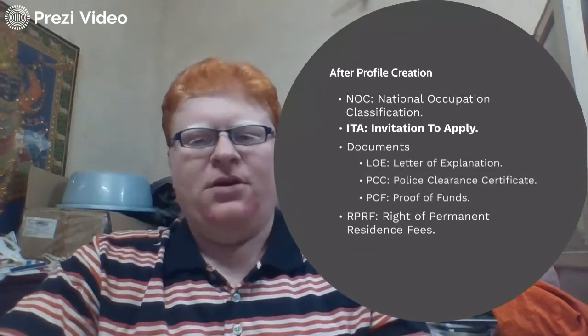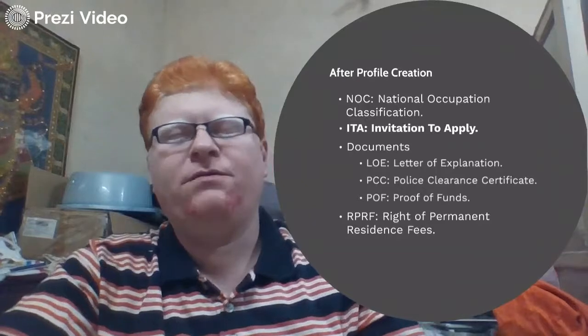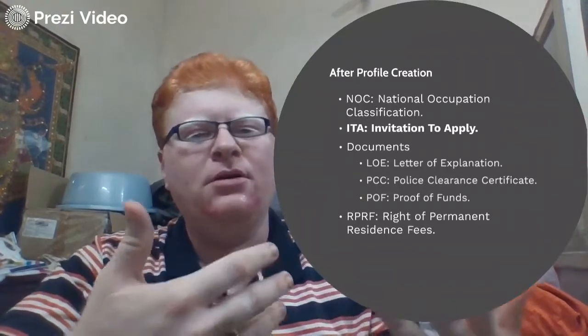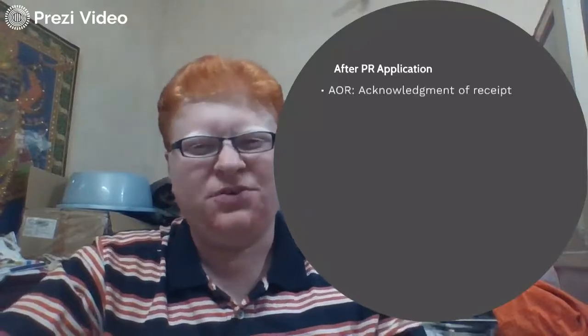RPRF. So the application fee consists of two parts. One is the application fee and the other is RPRF. To get the right of permanent residence, you have to pay a certain fee. You can choose to pay this at the time of application submission or later when they ask you to pay. Now, once you have submitted your PR application, what all terms will you come across?